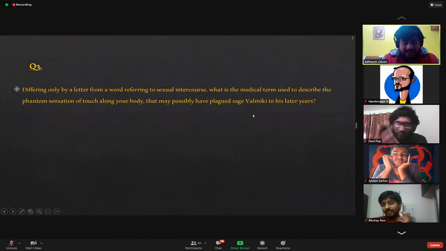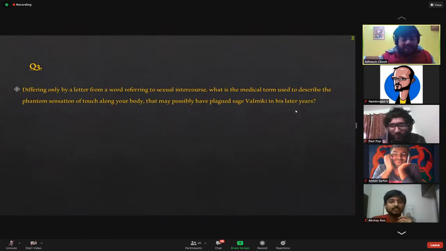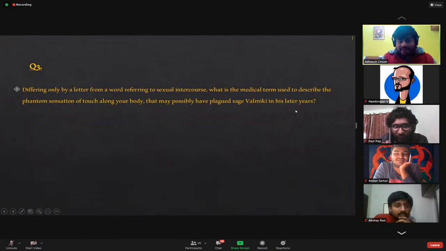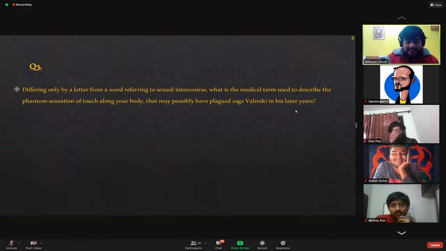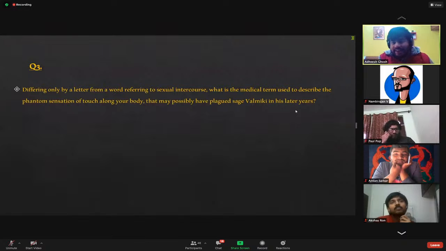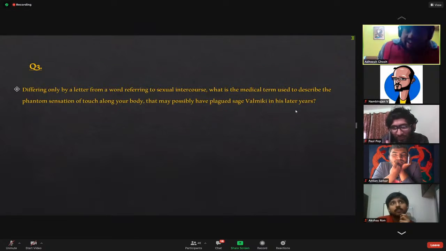Question number 3. So this is another star mark. So differing only by a letter from a word that usually refers to sexual intercourse, there is a medical term which modifies that word by only a single letter. And the medical term is, or the medical phenomena is, this phantom sensation of touch along the body that may possibly have plagued Sage Valmiki in his later years. So if you know Sage Valmiki and what he did, or more accurately where he did what he did, you might get an idea of the broad thing I'm talking about.